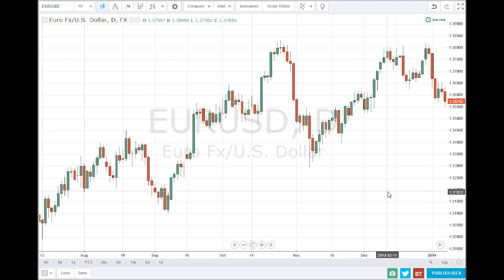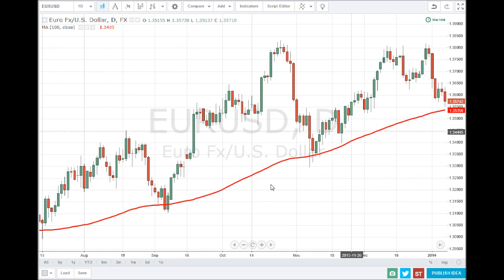This is a daily chart of the Euro US dollar, and on this chart I'm going to show you the power of dynamic support and resistance. The most popular moving averages for dynamic support and resistance are 21, 50, 100 and 200. Let's bring up a 100 moving average.